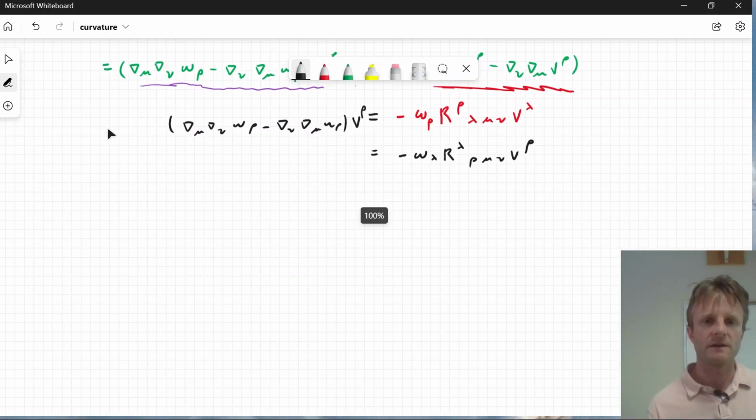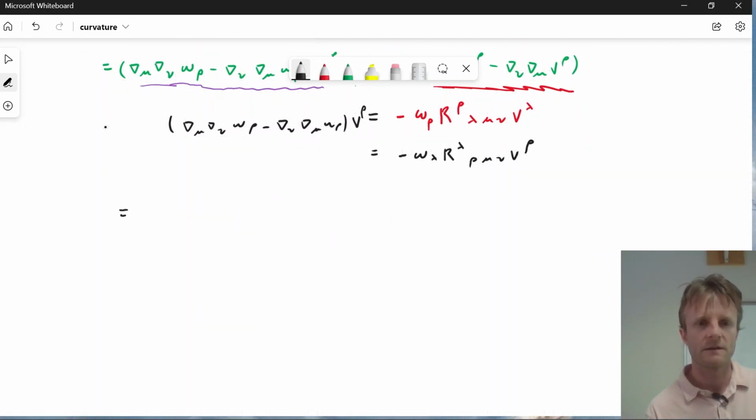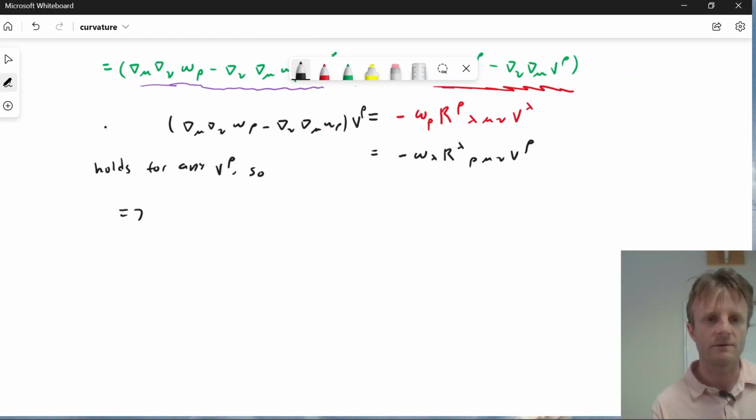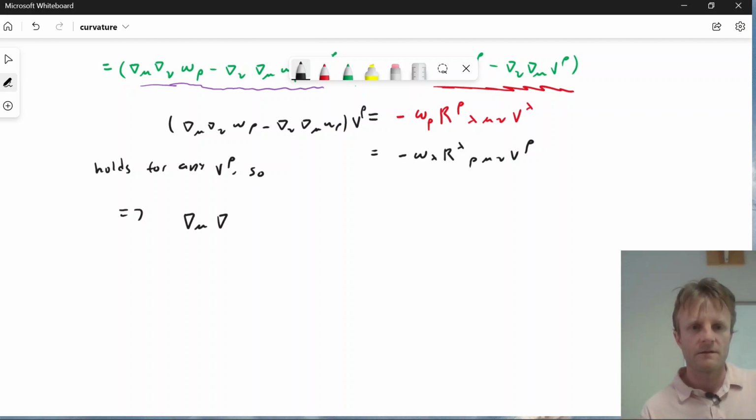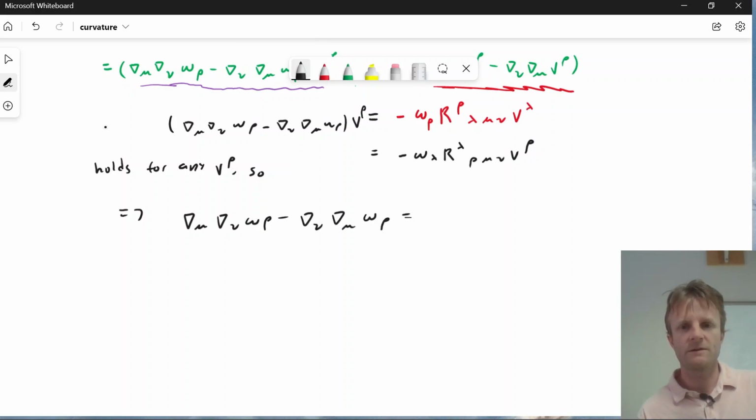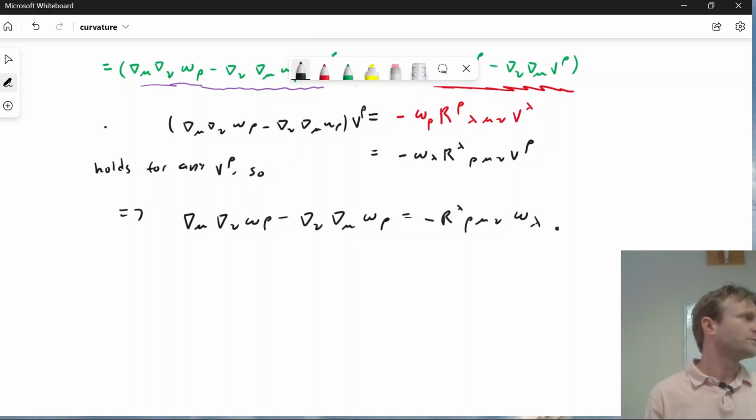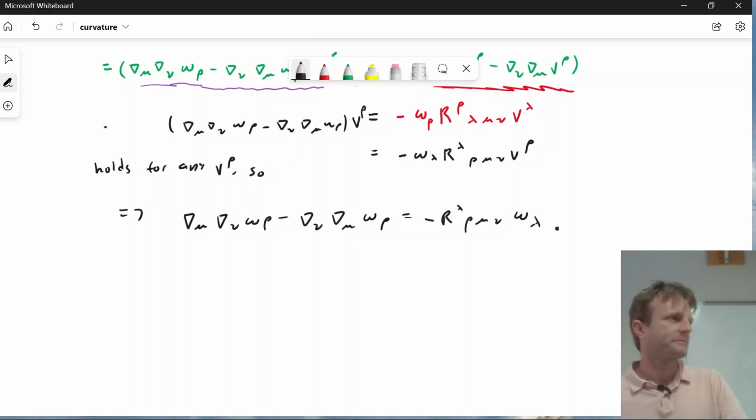And so we then get our formula. It holds for any V^ρ, so we can just peel off the V^ρ and we'll get what we want. ∇_μ ∇_ν ω_ρ minus ∇_ν ∇_μ ω_ρ equals minus R^λ_{ρμν} ω_λ. And hopefully that's what I told you the answer was.